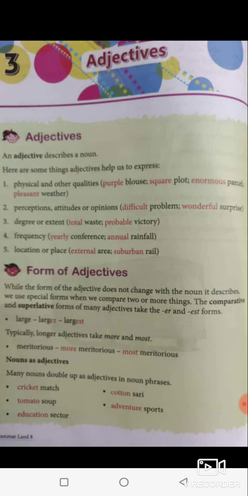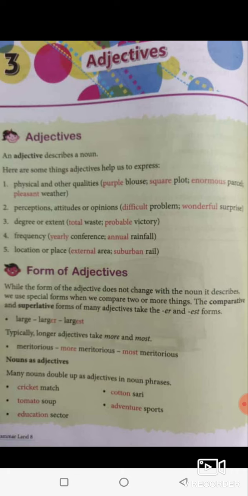Perceptions, attitudes, or opinions. Difficult problem, wonderful surprise. These all talk about opinions of the noun, attitude or perceptions, one's views of any noun. The third one is degree or extent. It's a total waste. Total is an adjective. Probable victory. This may not have happened, but it is probable, possible, probably, maybe.